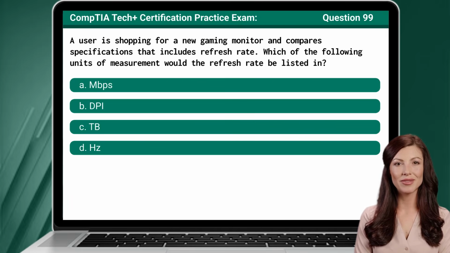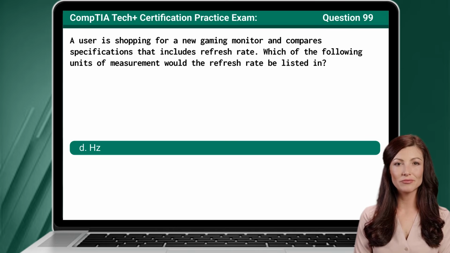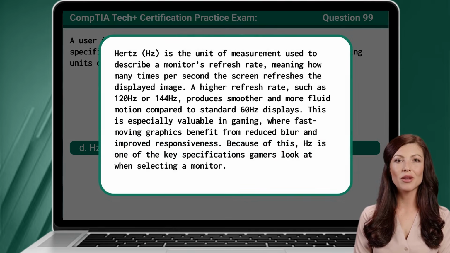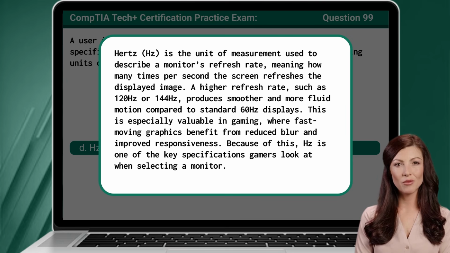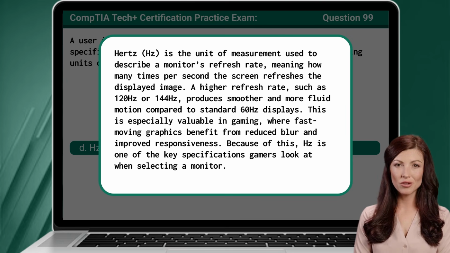The answer is D. Hertz. Hertz is the unit of measurement used to describe a monitor's refresh rate, meaning how many times per second the screen refreshes the displayed image. A higher refresh rate, such as 120 Hz or 144 Hz, produces smoother and more fluid motion compared to standard 60 Hz displays. This is especially valuable in gaming, where fast-moving graphics benefit from reduced blur and improved responsiveness. Because of this, Hertz is one of the key specifications gamers look at when selecting a monitor.